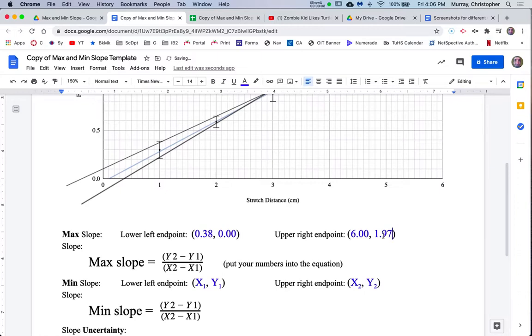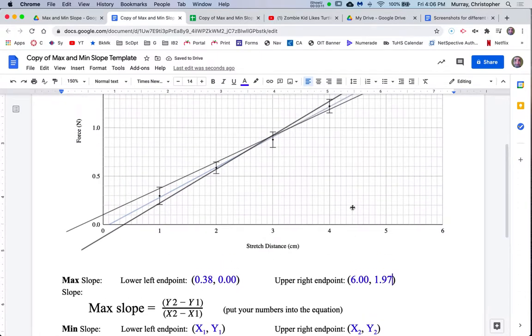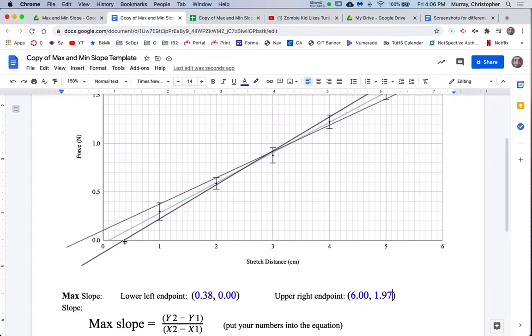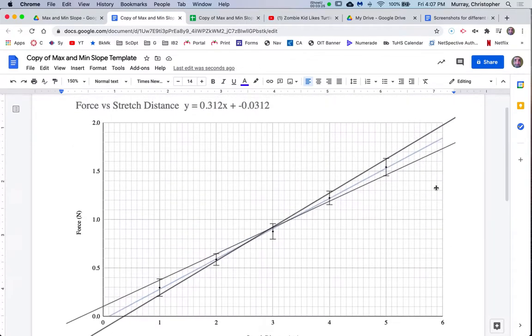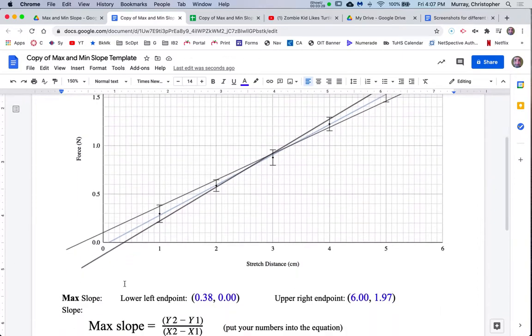There we go. Okay. So now I've got those endpoints. Let's just double check that. So 0.38, just slightly shy of 0.4. 1, 2, 3, 4, right? And 0 up. And then this one is 6 over because it's right on this line here, right? And it's 1.97 up. And I'm using the right thing. Okay, so this is my max slope, right?